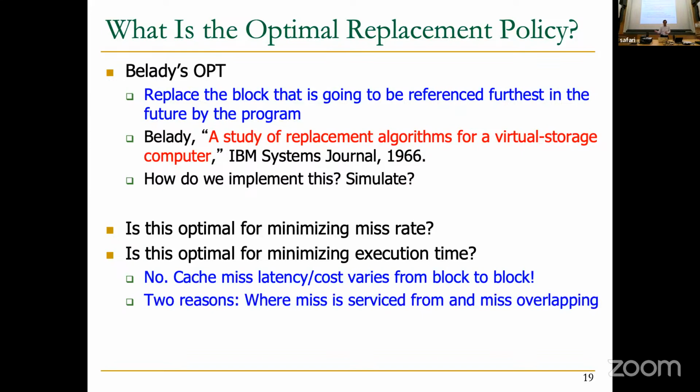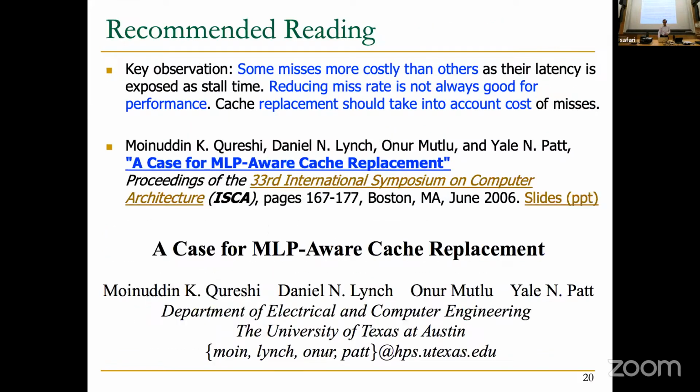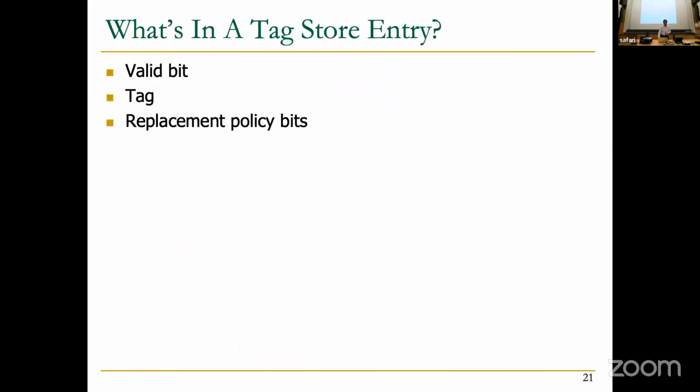So basically, this is one reason: where the miss is serviced from, local or remote, which cache hierarchy level. And then we're going to see an example of miss overlapping, which is an interesting thing, which is going to segue us to the next lecture as well. Okay, and then I'm going to talk about this paper because this paper actually introduced some of these ideas. Okay, so I'm going to get back to this. But let's talk about some of the other design decisions.